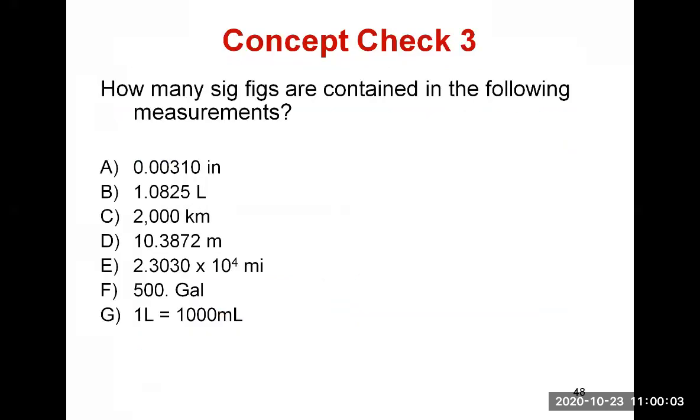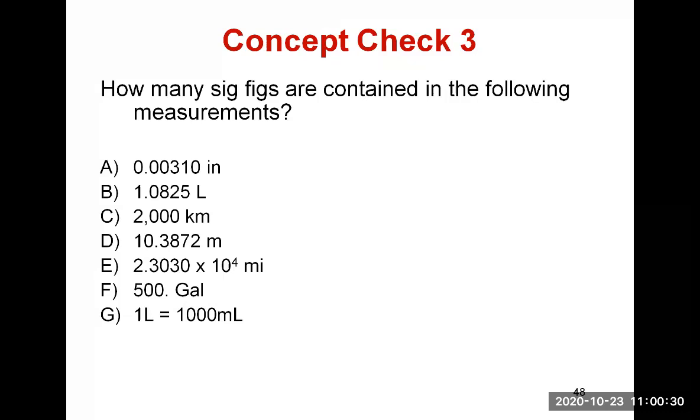So let's go through a concept check. Please think about this on your own before you watch the answer. It is important that you practice before you watch the answer. So how many significant figures are contained in the following measurement? Number A, so 0.00310 inches. How many significant figures?